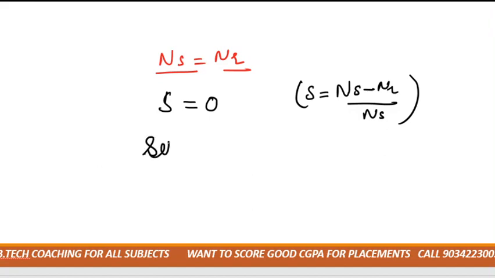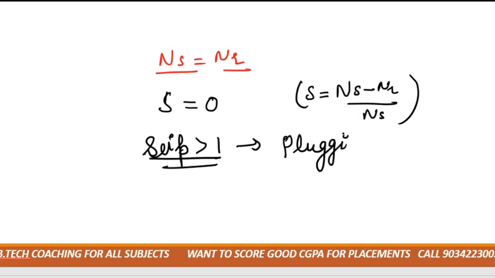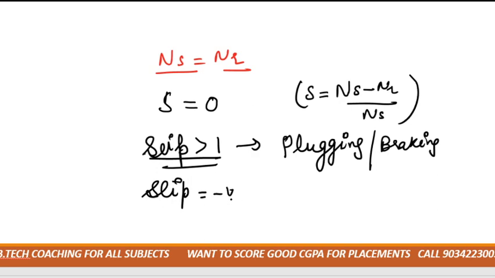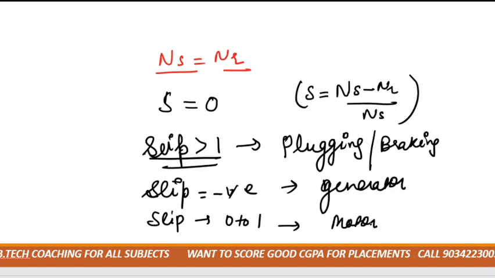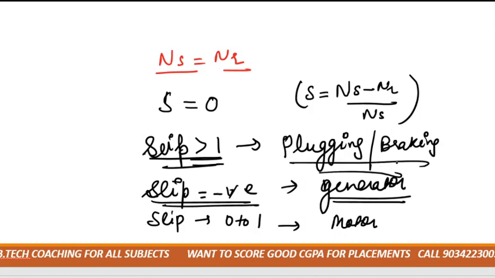Now, in which case is slip greater than 1? Slip must be greater than 1 for the plugging operation. We can call it plugging, and we can also call it braking. Plugging or braking. Clear? So slip will be greater than 1 for plugging, and slip is negative when the induction motor works as a generator. I told you slip values generally lie between 0 and 1 when it works as a motor. Slip will be negative when it works as a generator, and slip will be greater than 1 when it works as plugging or braking.